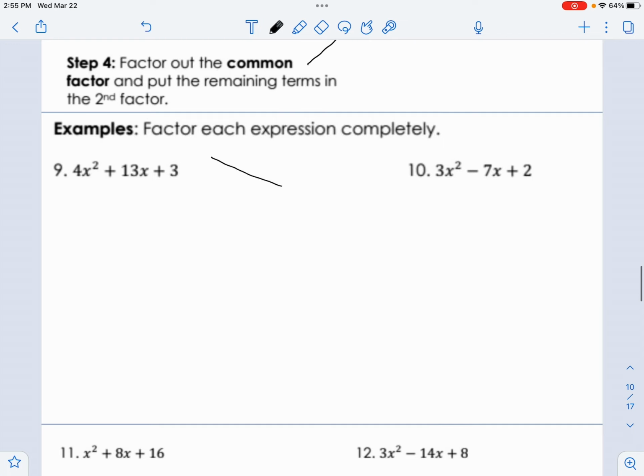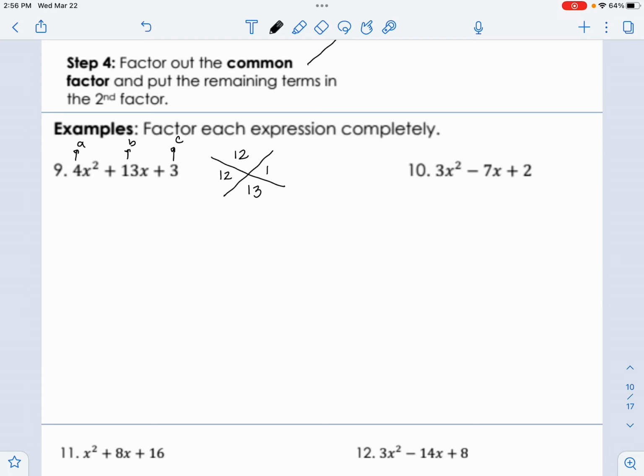So the first thing to do is to set up your x and put a times c. So this is a, 4, 13 is b, and 3 is c. So 4 times 3 is 12. B is 13. So numbers that multiply to 12, but also add to 13. Remember, you can always make a list, but it's going to be 12 and 1.